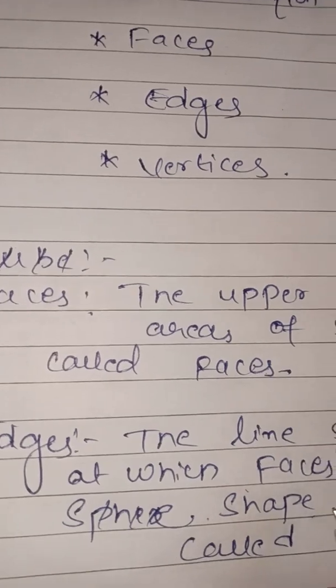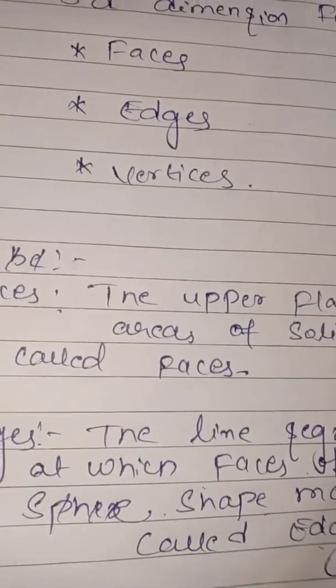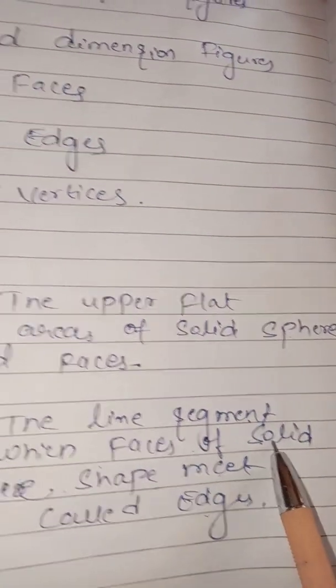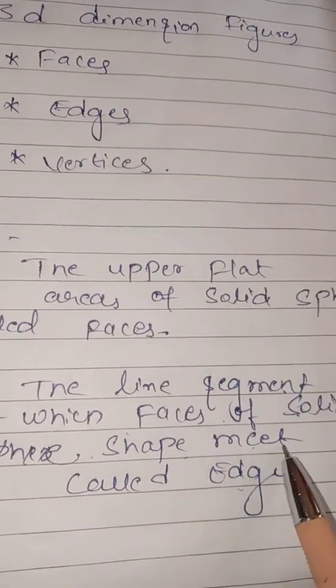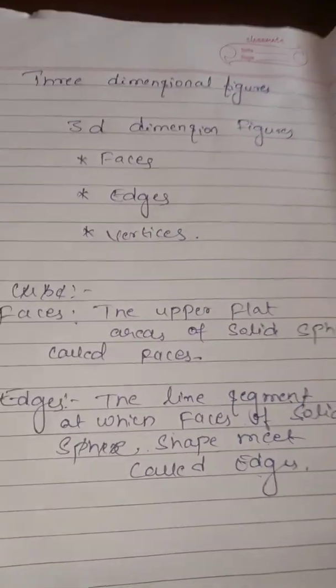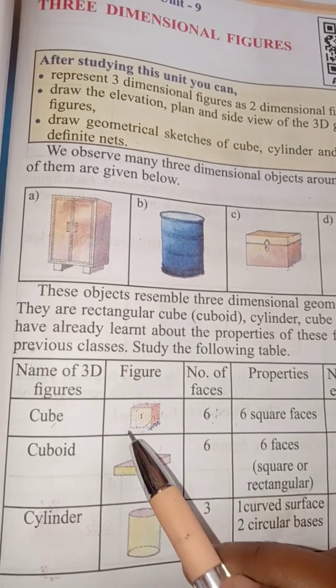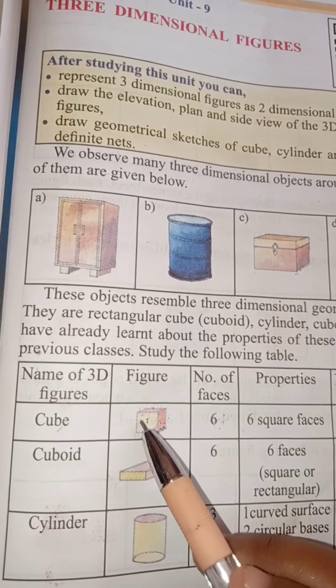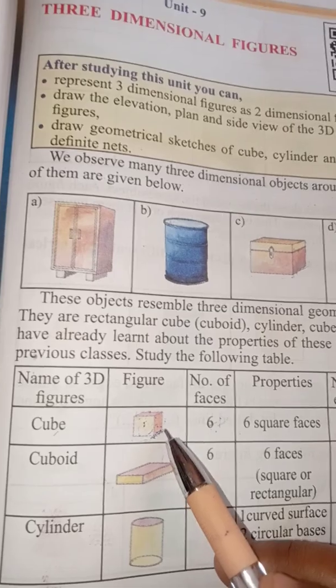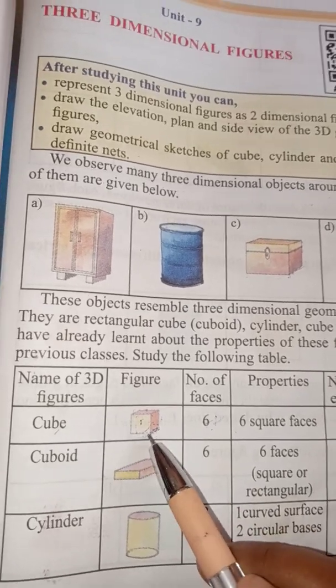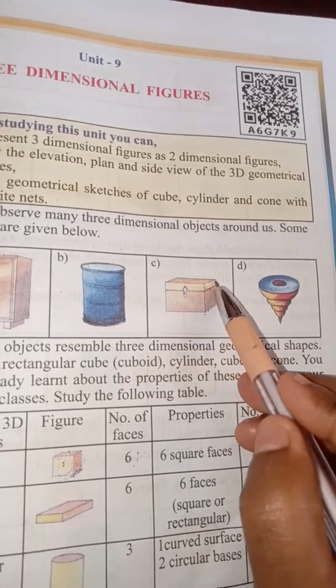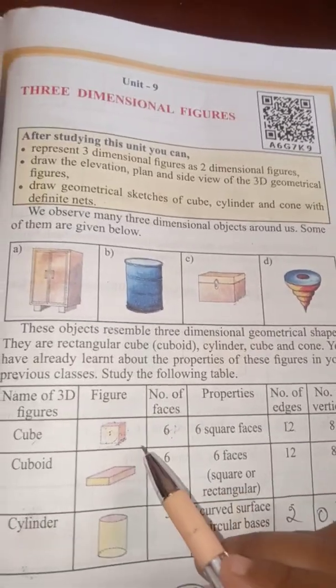Then what are edges? The line segments at which the faces of a solid shape meet are called edges. The line segments at which faces in a solid shape meet are called edges. In a cube, the number of edges is 12.